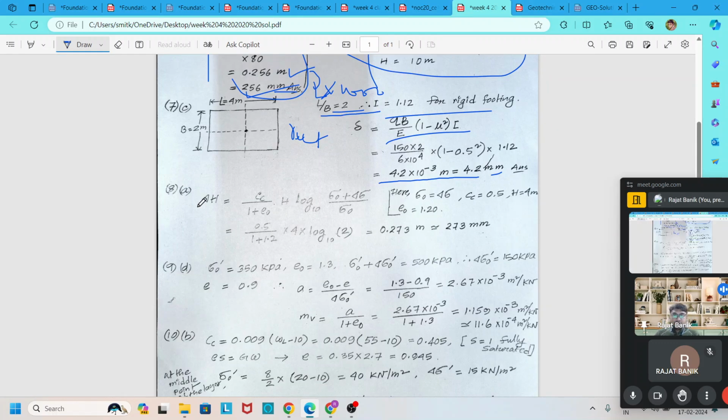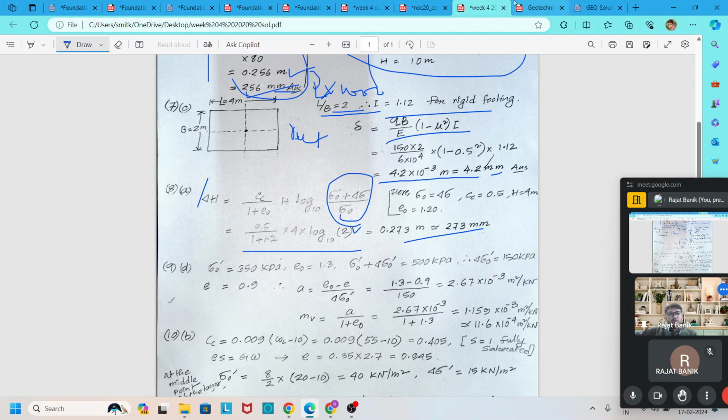So you see my solution. You put delta sigma naught plus delta sigma divided by delta sigma is 2. So our answer is 2273 mm.